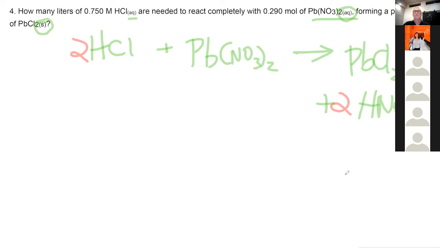So where do we go from here? Determine the moles of hydrochloric acid. That's right, because we're given the number of moles of this. So we're told how many moles of lead nitrate we have. And the question is, how many moles of HCl will we need to react completely? We're not even asked to figure out how much product. So really all we need to figure out is the relationship between the two reactants. So how are we going to do that?